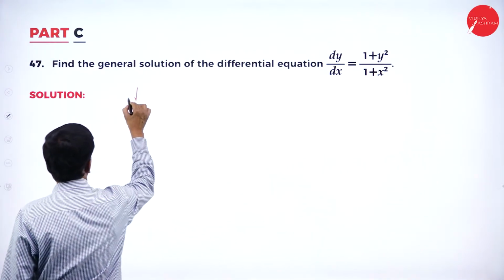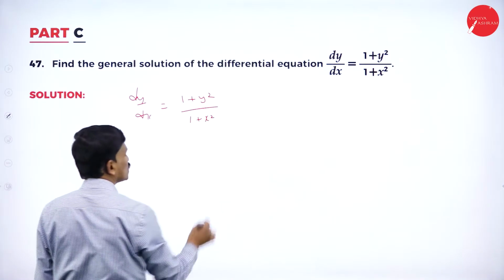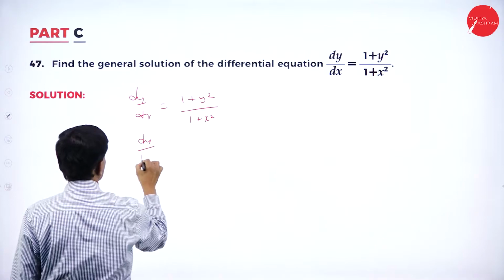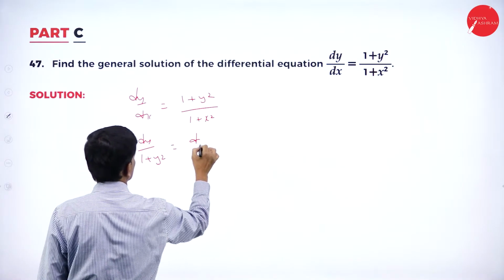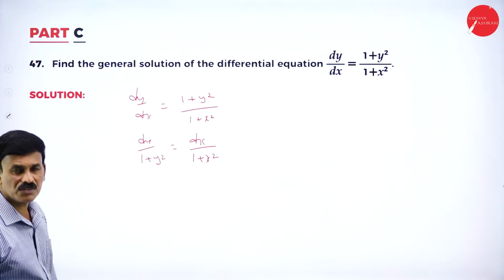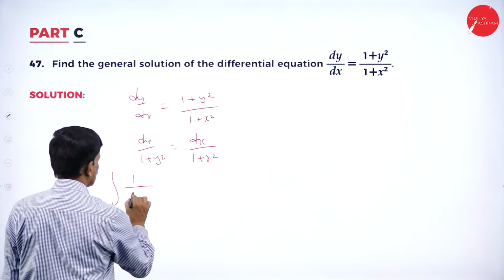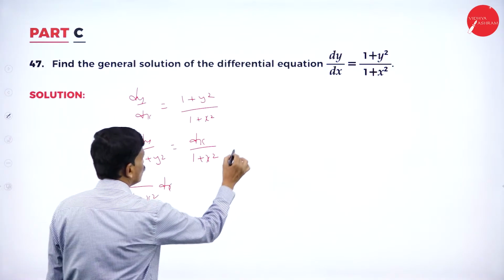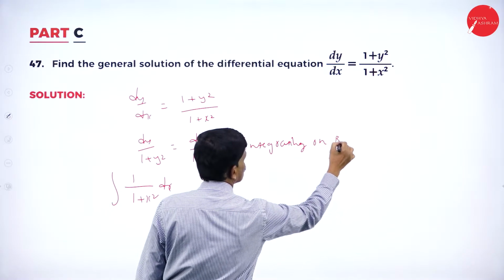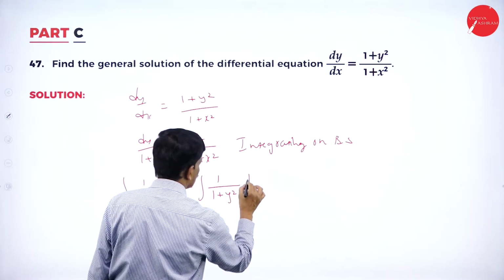What is given? Given dy by dx is equal to (1 plus y square) divided by (1 plus x square). Just separate the variables. This can be written as, bring this to the denominator, dy by (1 plus y square), and this goes to the numerator, dx by (1 plus x square). Here, all x and dx variables, y and dy variables are separated. Integrating on both sides, integral of 1 by (1 plus x square) dx is equal to integral 1 by (1 plus y square) dy.